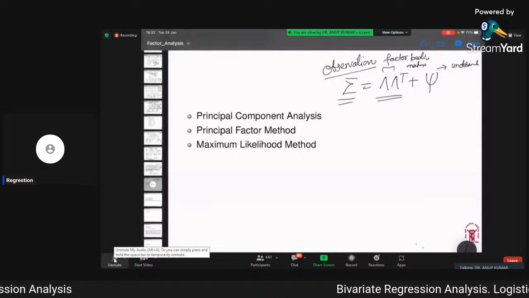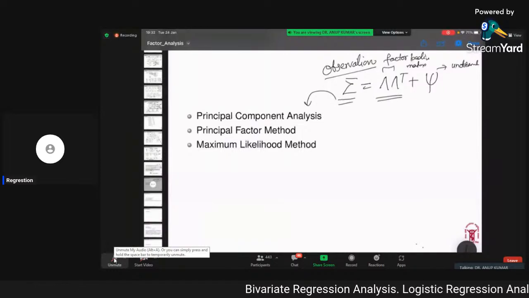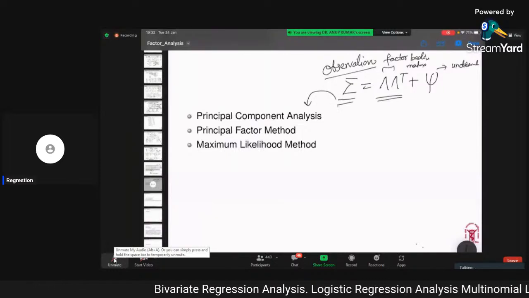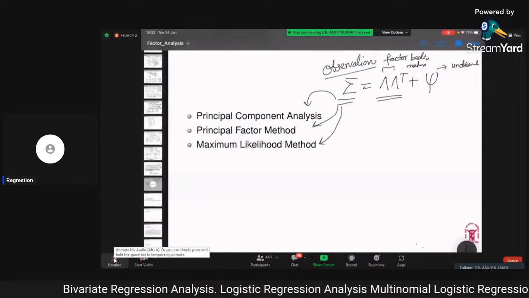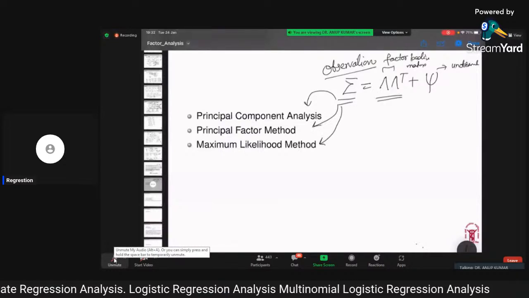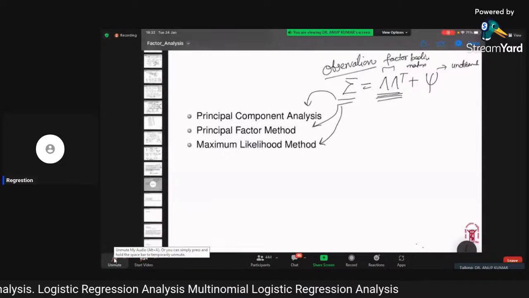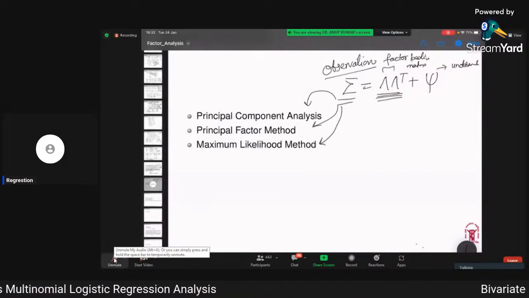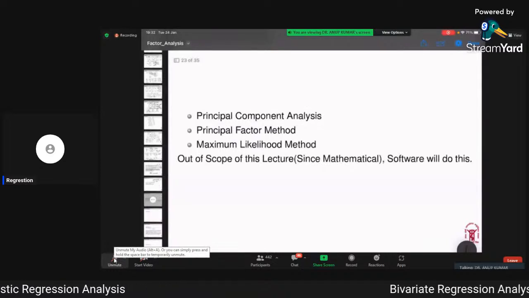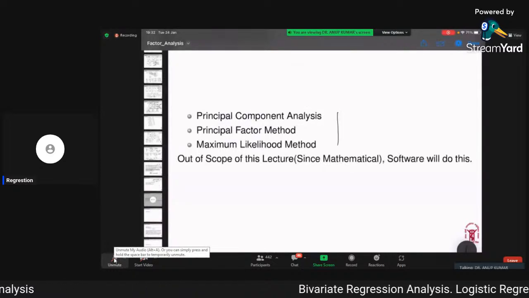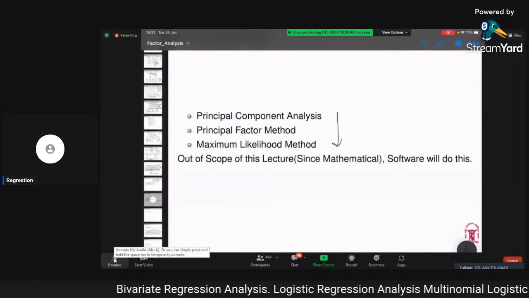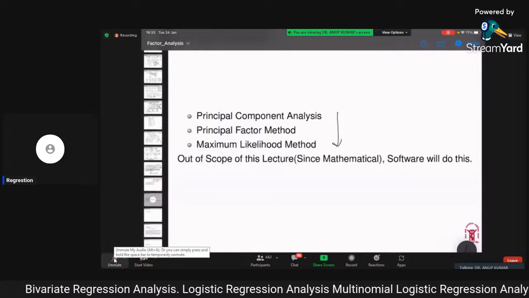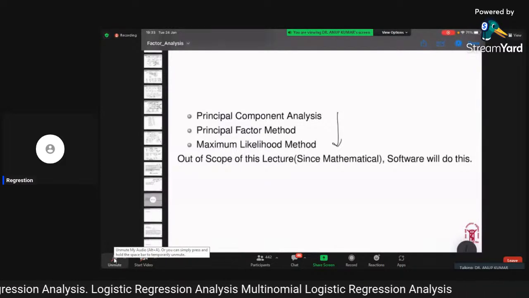Now, with the help of these methods, principal component analysis, principal factor method, and maximum likelihood method, we can estimate these factor loadings. But how we do that is out of scope of this lecture. The software will do this for us. I will explain how the software is going to estimate our factor loadings.